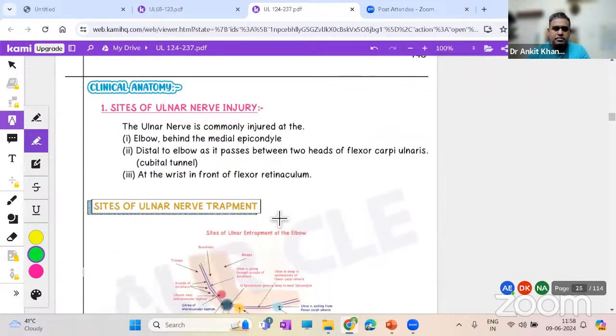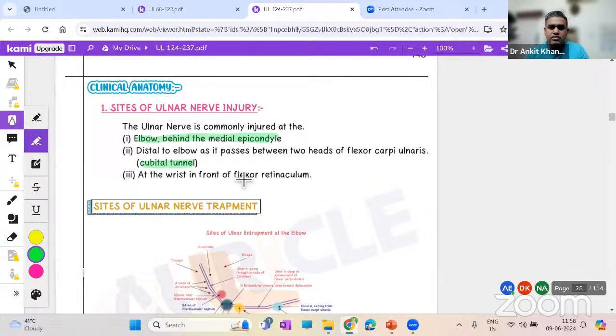Sites of ulnar injury, as we discussed, it can be injured behind the medial epicondyle, in the cubital tunnel. So remember the median nerve was passing between the two heads of pronator teres. The ulnar nerve is passing between the two heads of flexor carpi ulnaris. Okay, so there the nerve can be entrapped.